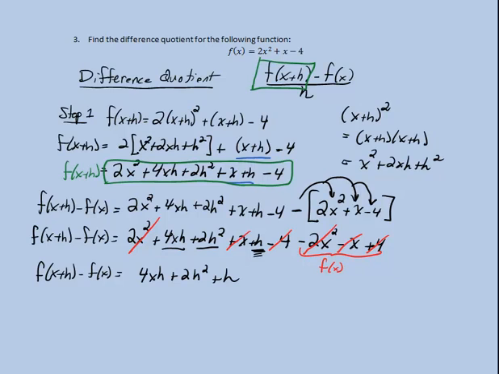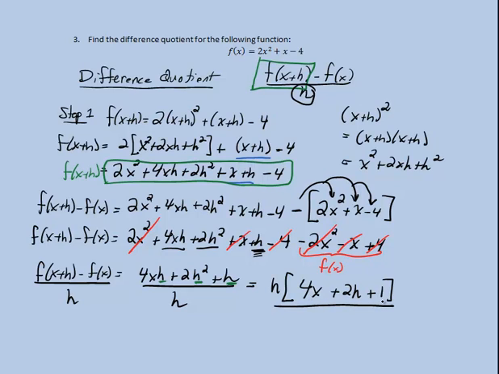Now we have to finish off the difference quotient. We have to divide by a value of h. So I'm going to divide this by h. Notice in our numerator we have a common factor: we have an h squared, then an h. So hopefully we can recognize that we can pull out a factor of h. We will be left with 4x plus 2h plus a value of 1.